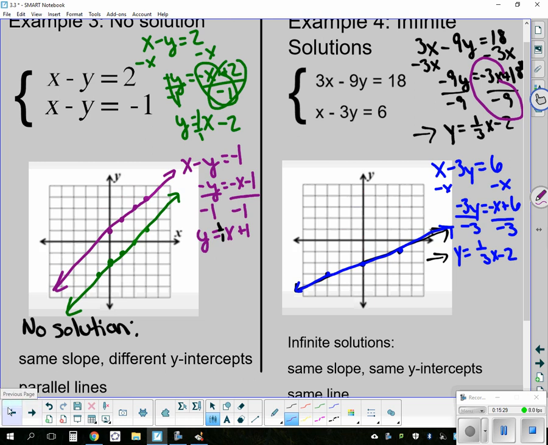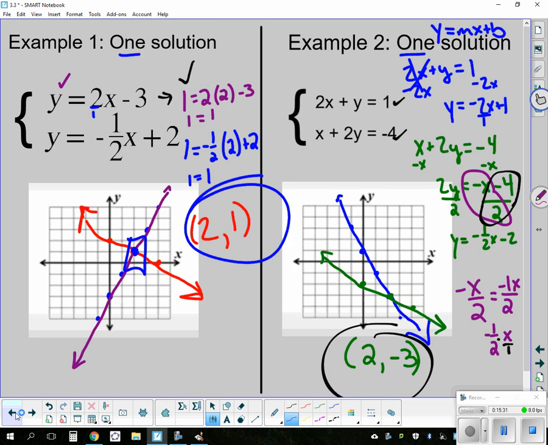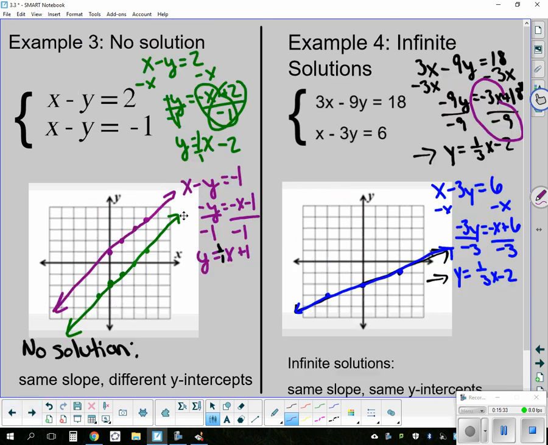All right, so this is what solving systems of equations looks like. You could have one solution, infinite solutions, or no solution. You're simply getting your equations into slope-intercept form and graphing them, seeing what they look like when you graph them, whether they intersect or not.